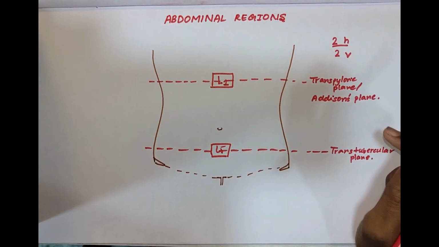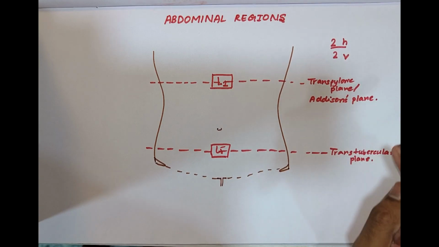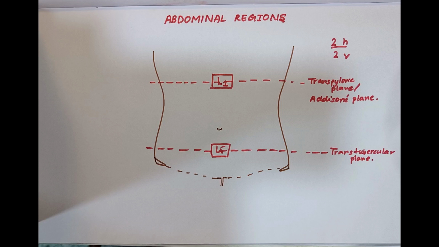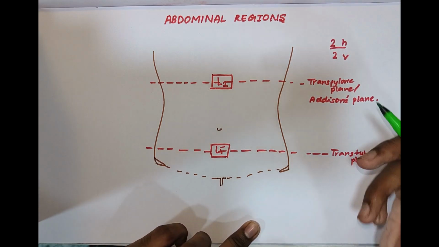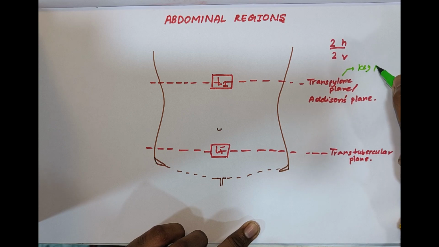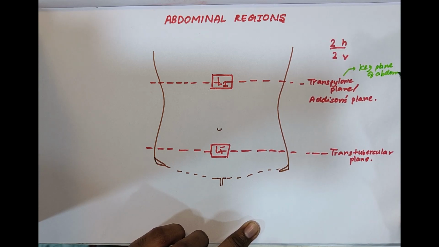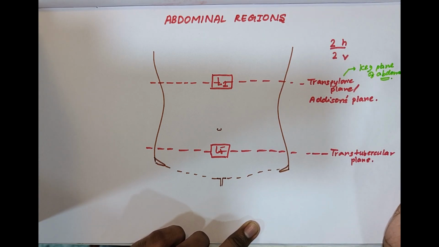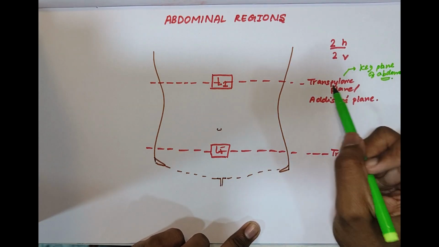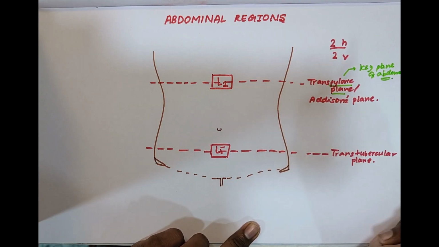Now you might wonder, why is it known as the transpyloric plane and why is this known as the transtubercular plane. To begin with, let us talk about the transpyloric plane. The transpyloric plane is also known as the key plane of the abdomen, because it transits a number of abdominal viscera, one of them being the pylorus of the stomach, and that is why it is known as the transpyloric plane.